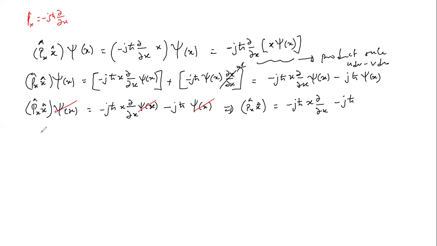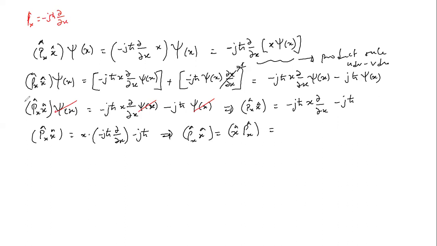We say that s hat is the same as x dot. So we just bring out the x, so we separate it from the momentum expression, which is negative j h cross d dx minus j h cross. Now this is going to be the same as p hat x s hat, which is the same as s hat p s hat, which will be minus j h cross.